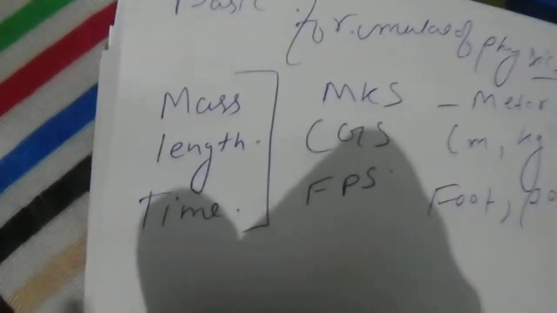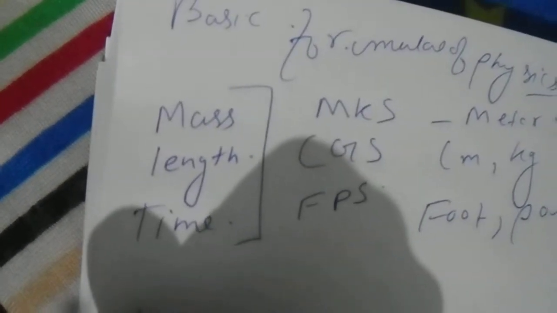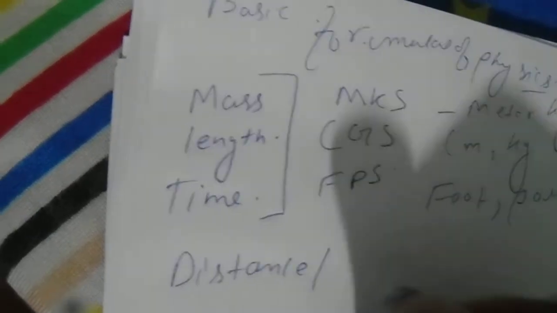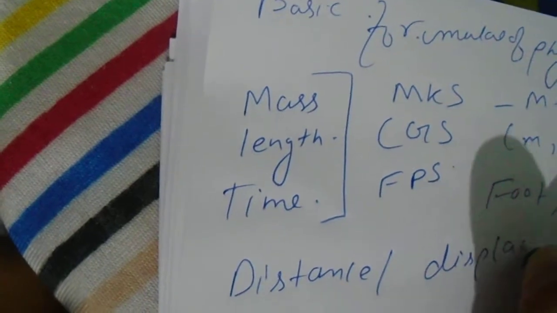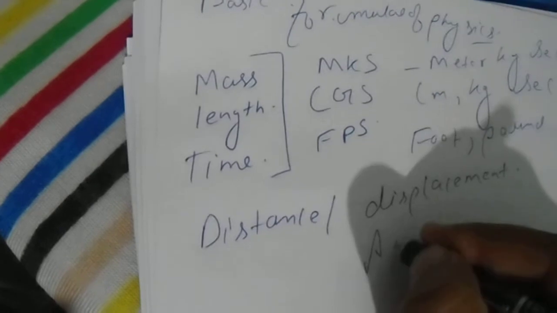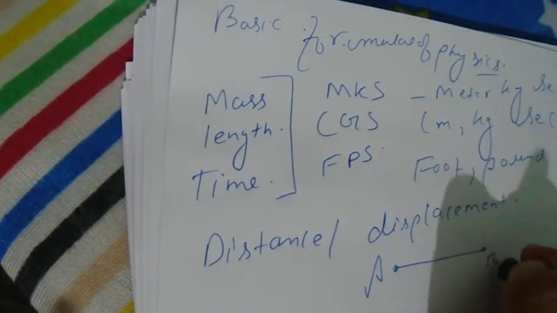Now we will start with distance and displacement. Distance covered by an object can never be zero, whereas displacement can be zero, because displacement is the difference between initial and final point. This is displacement. Distance is also a measurement.